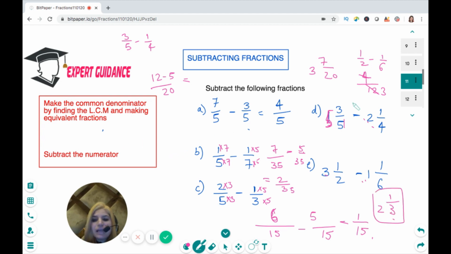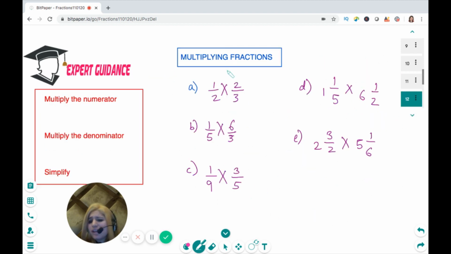Now let's move on to multiplication. Now multiplication is very simple. Just multiply the numerator, multiply the denominator, and if you want, you can simplify by dividing it by the common factor. Now, a half times 2/3. So 1 times 2 is 2. 2 times 3 is 6. You can simplify that. 1/3 is the answer.